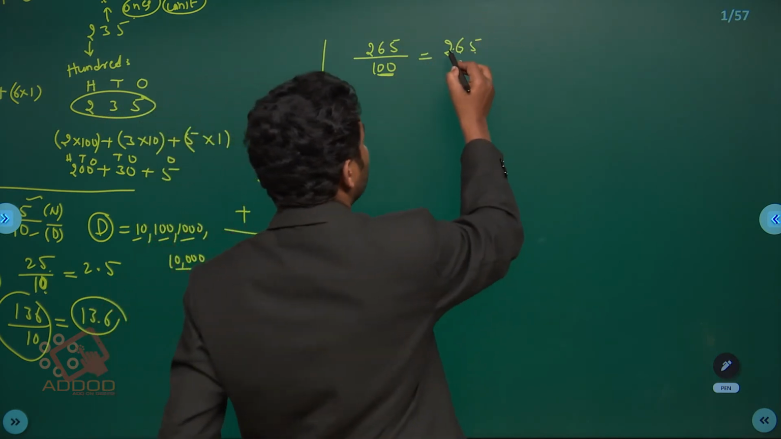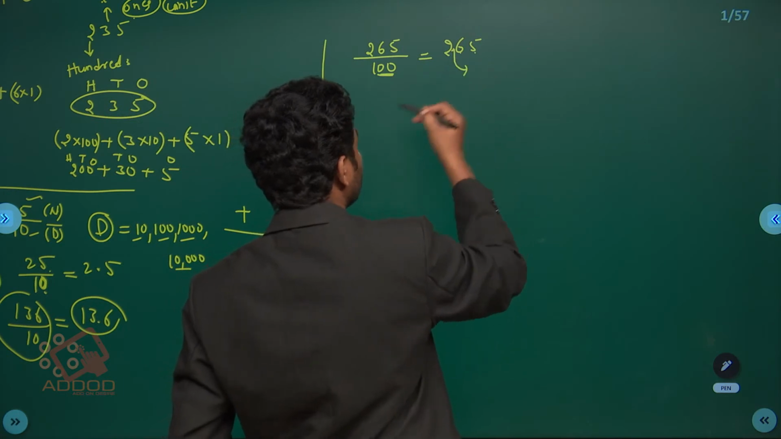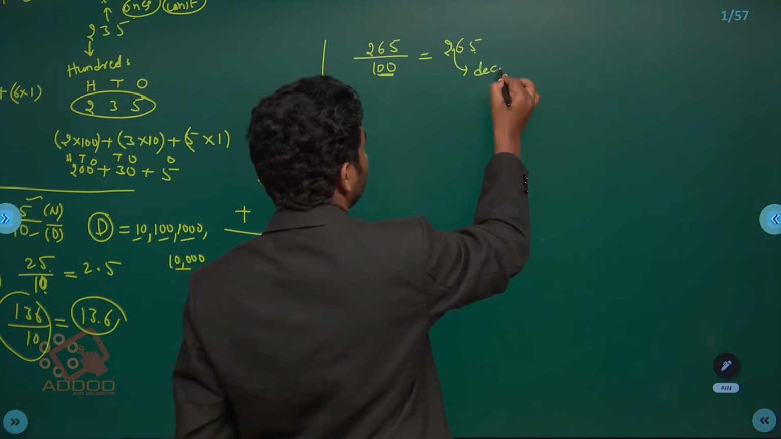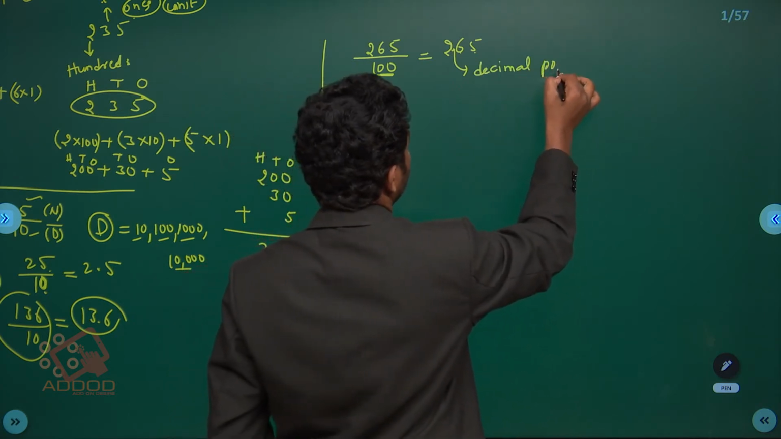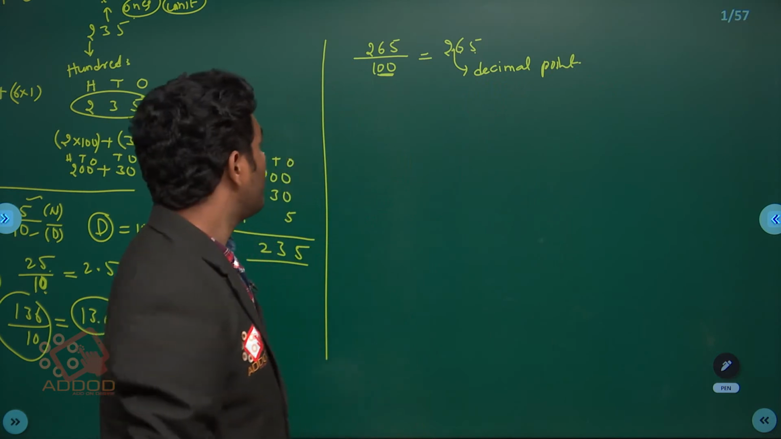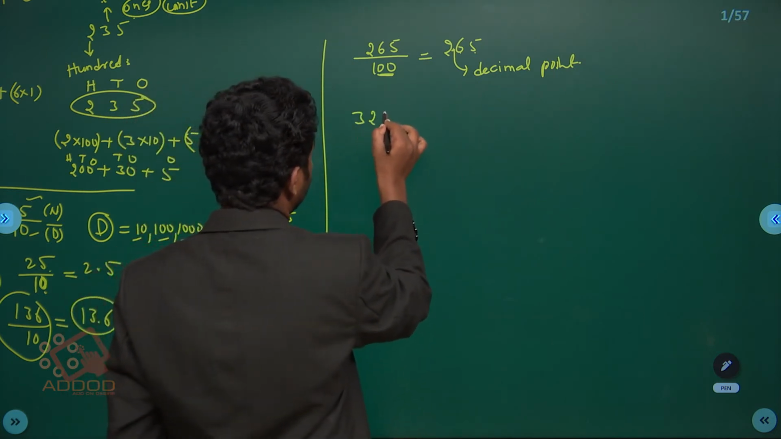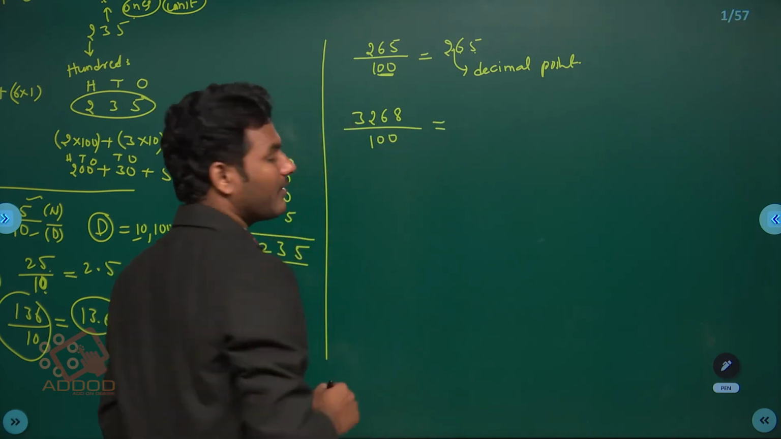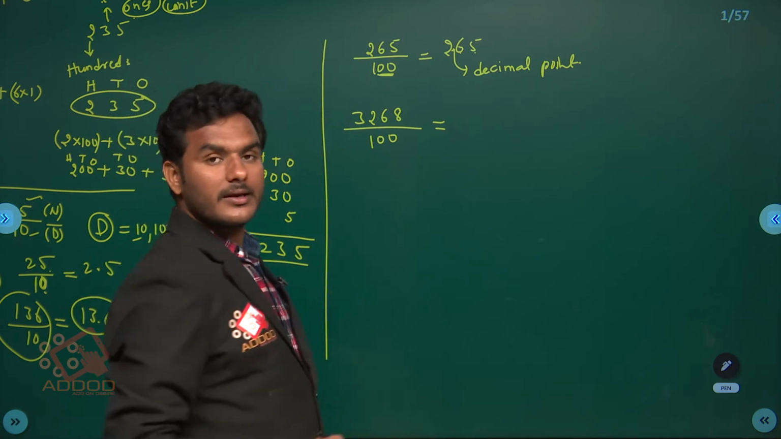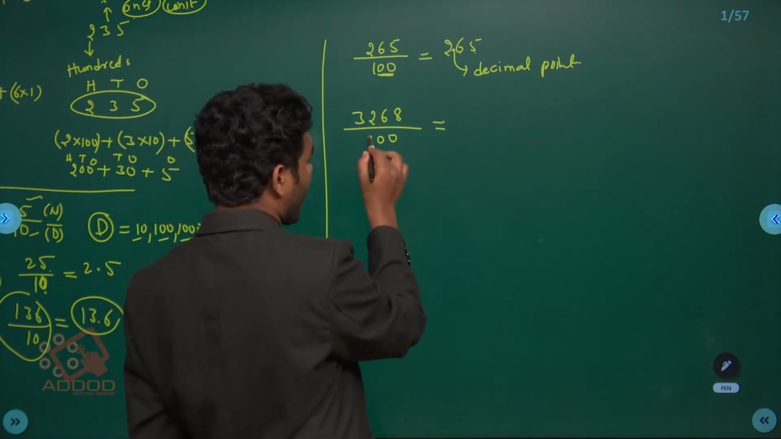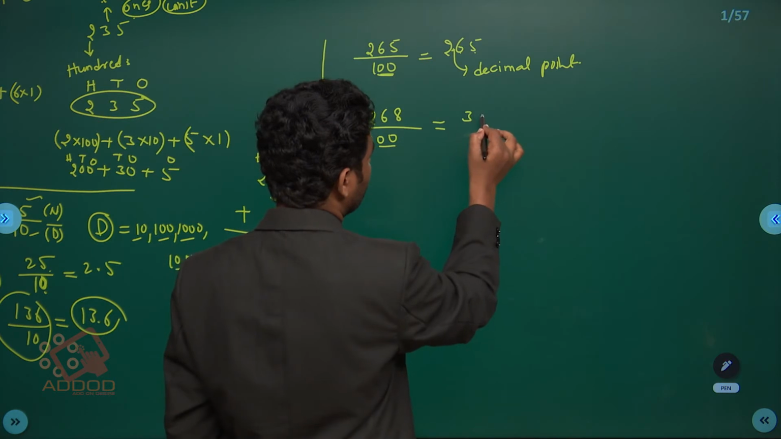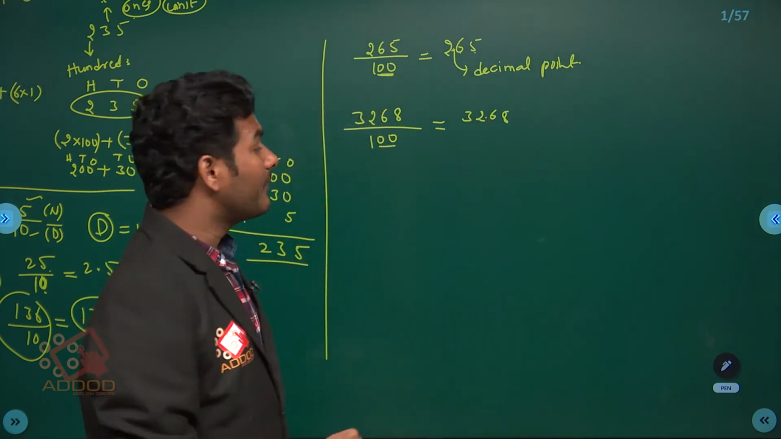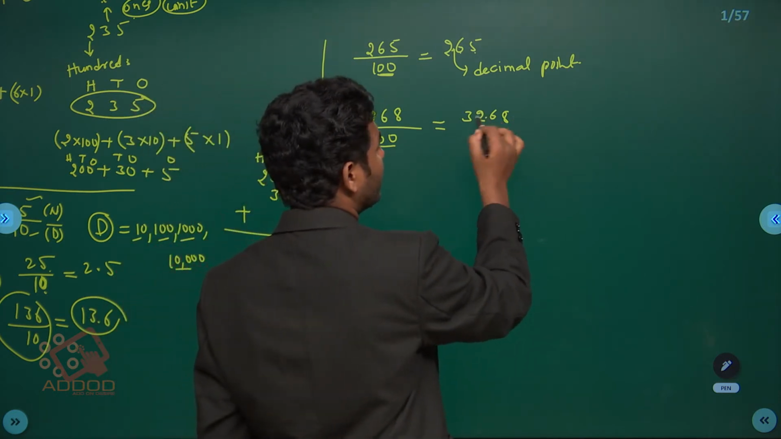This point is nothing but the decimal point. Everywhere, whatever we discussed till now, this point is the decimal point. For example, 3268 by 100. How can we write the answer? Here 2 zeros are there in the denominator 100. So before 2 digits we have to keep the point. How can we read this number? 32.68.